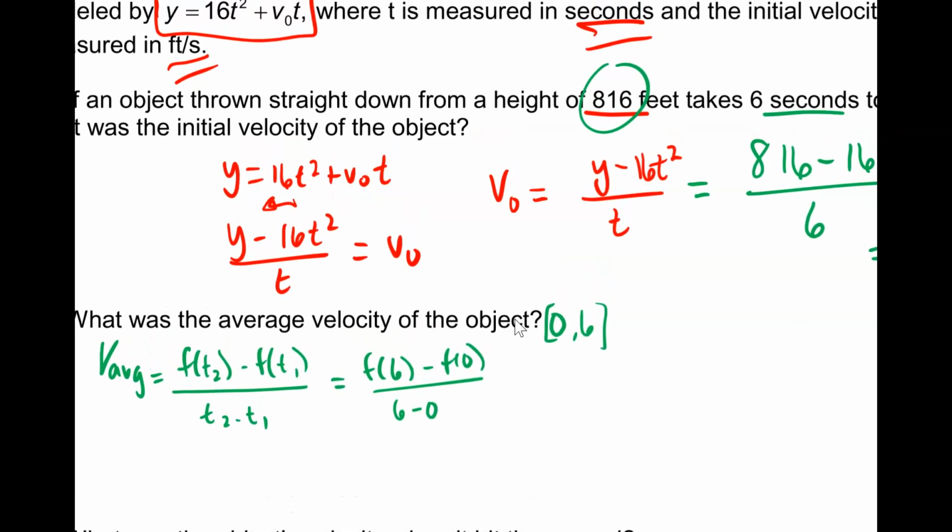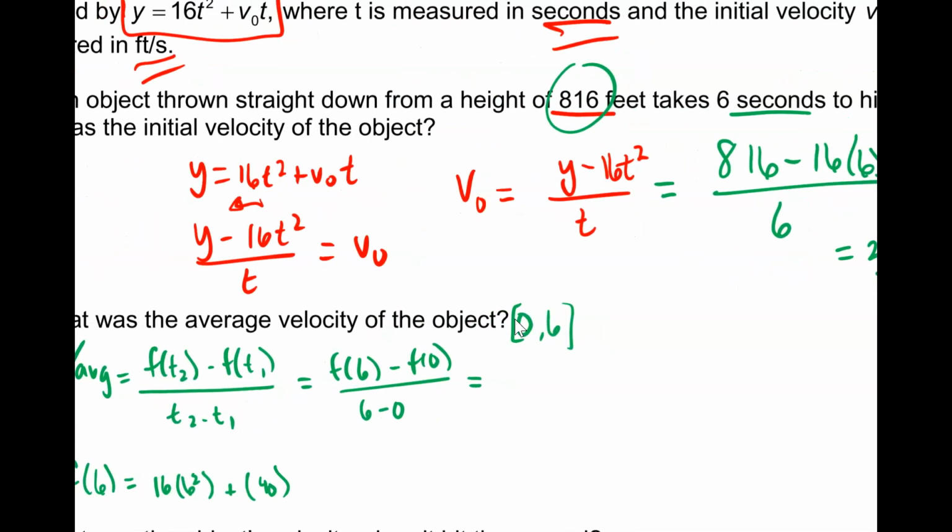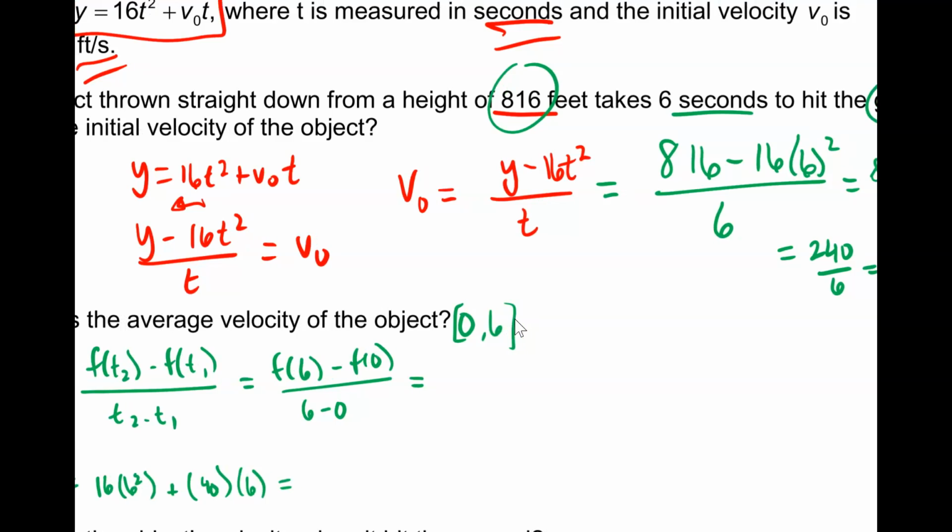So let's go ahead and plug in. Over here, I'm going to plug in f of 6. So it's going to be 16 times 6 squared plus, let's see, our initial velocity we solved for was 40 times our time of 6. So that was 576 plus 240 gives you 816. Not too surprised, because that is the total distance that we traveled. So at 6 seconds, we traveled 816 feet.